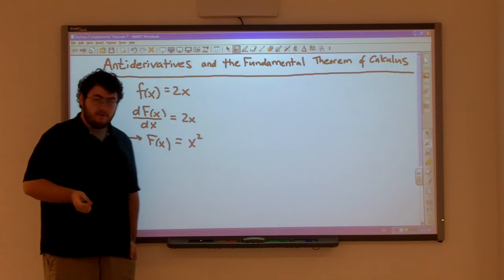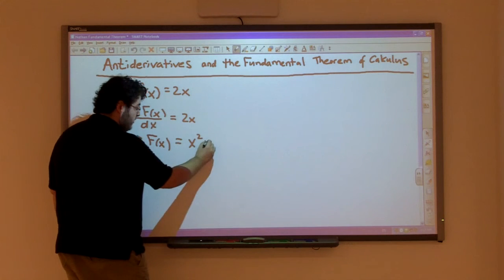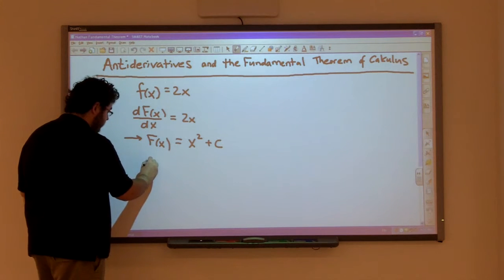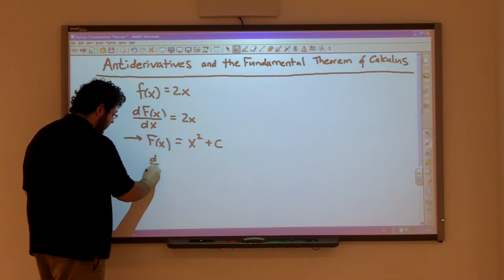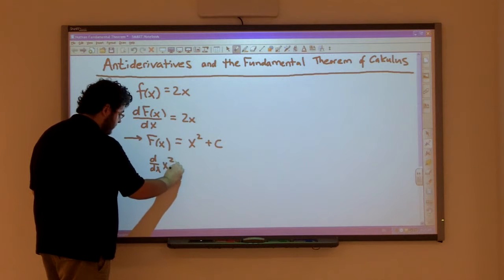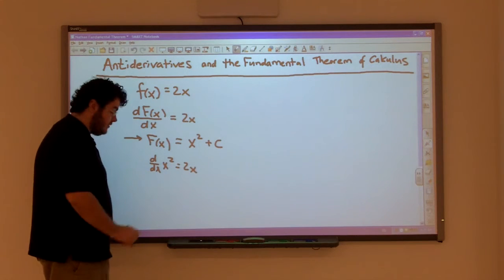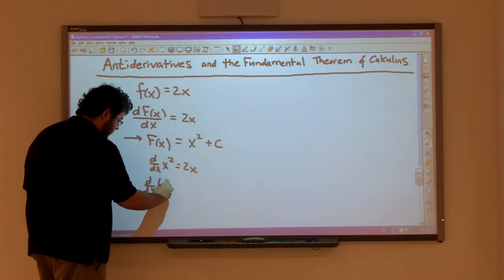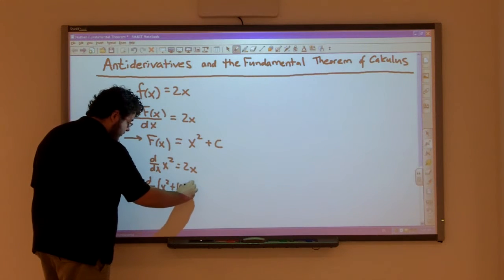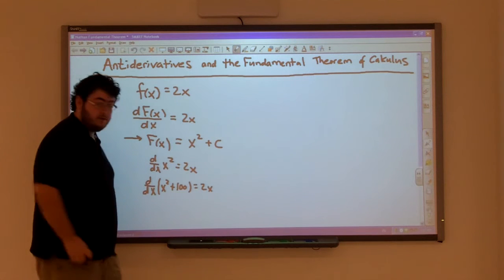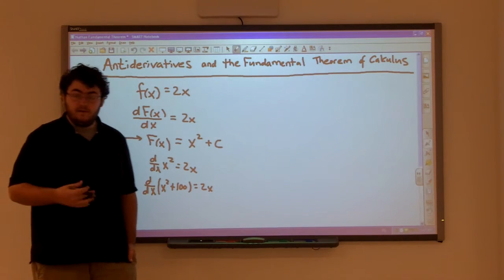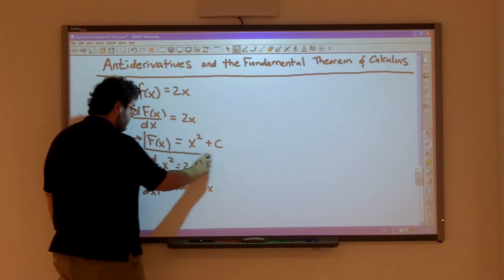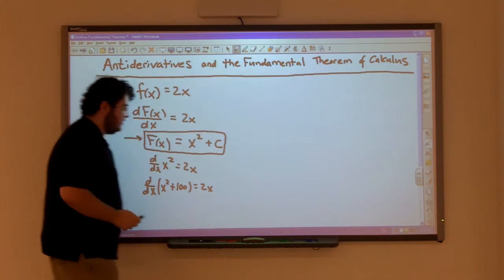Now, you have to be a little bit careful, because notice I can add any constant here. Just as the derivative of x squared is 2x, it's also true that the derivative of x squared plus 100 is 2x. So when you're finding these antiderivatives, you have to be careful to always add a constant.